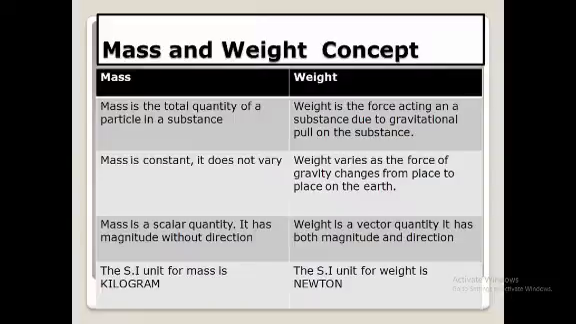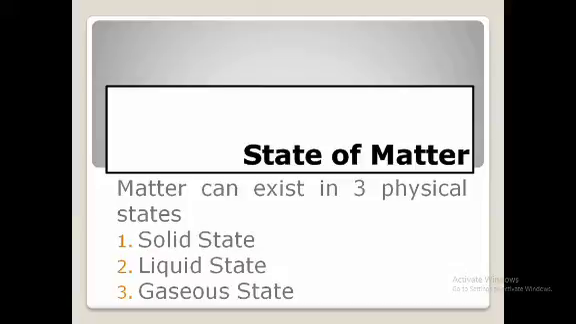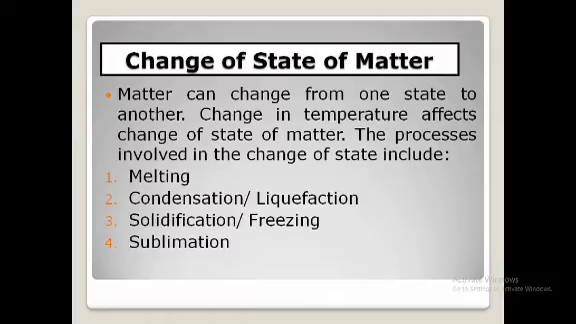Mass is constant, it does not vary, whereas weight varies depending on what? Gravity. Mass is a scalar quantity. A scalar quantity is a quantity that has magnitude without direction. Whereas weight is a what? Is a vector quantity. It has both magnitude and direction. The SI unit for mass is kilogram, whereas the SI unit for weight is Newton. So this is what we call the mass weight concept.